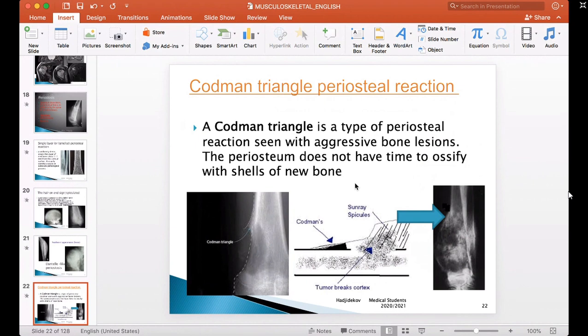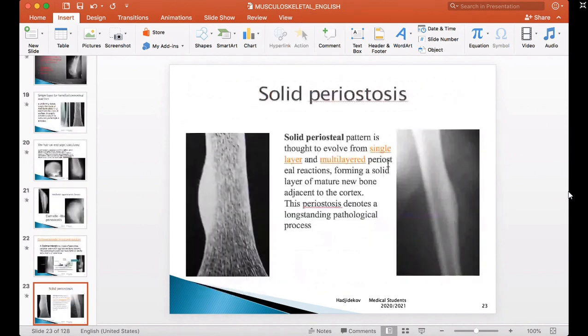This is a type of periosteal reaction which is seen with aggressive bone lesions. The periosteum does not have any time to ossify with shells of new bone formation. You see this triangle here, and we call it Codman triangle. So this is the mechanism of how this process happens.